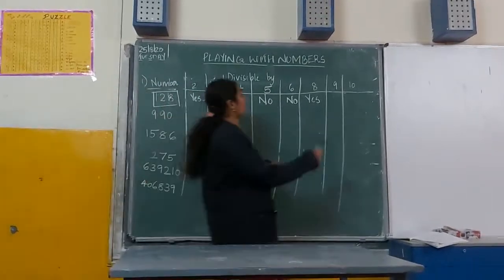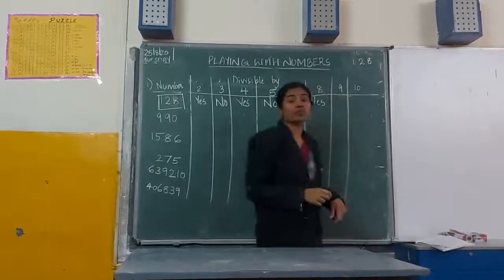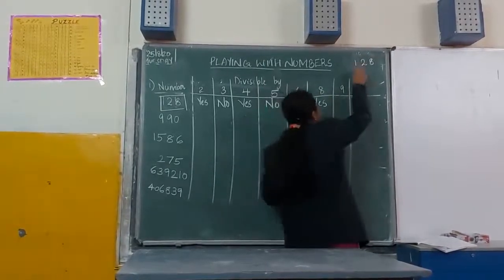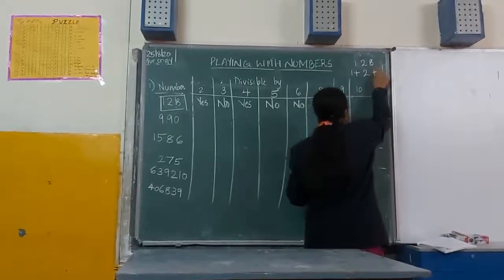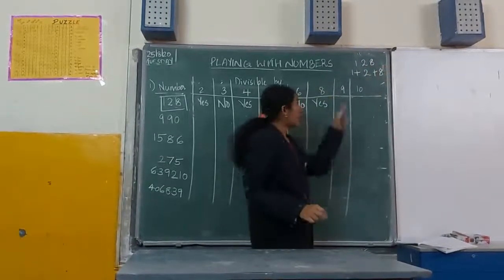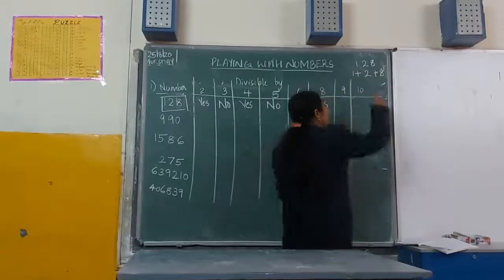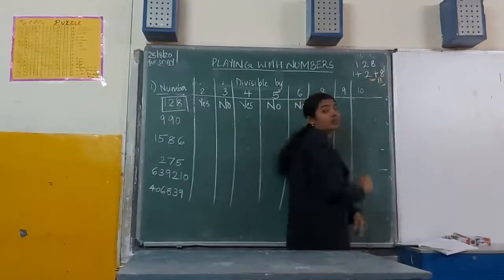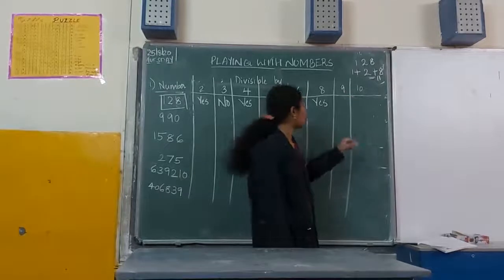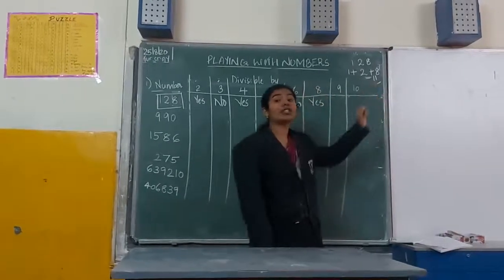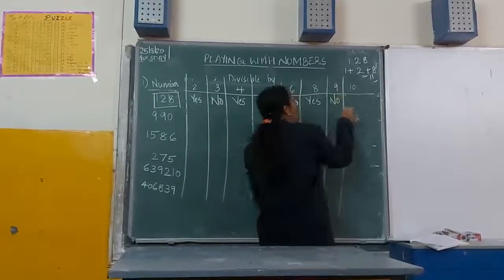See, the given number is 128. Which are the digits? They are given 1, 2 and 8. So sum of the digits means what you will take? 1 plus 2, 3. 3 plus 8, 11. Is 11 a multiple of 9? No, 11 is not a multiple of 9. So this rule is not satisfying here.